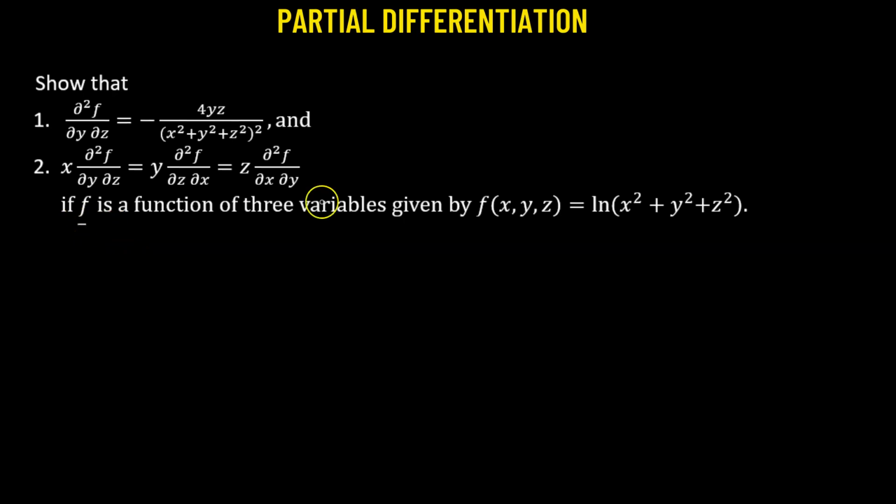We have a function f, which is a function of 3 variables, and it is given by natural log of x squared plus y squared plus z squared. So using this function, we need to show 1 and 2. So we will begin with problem number 1.